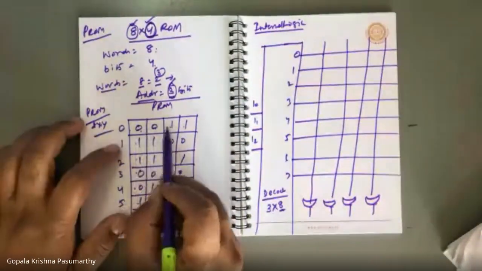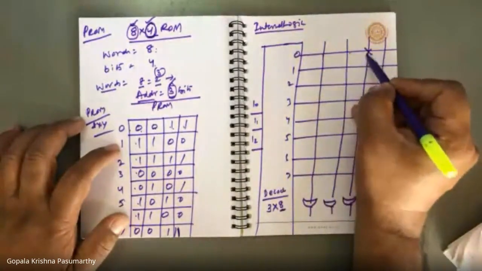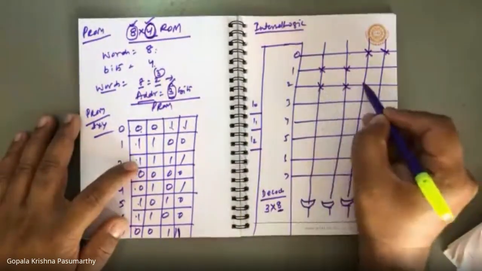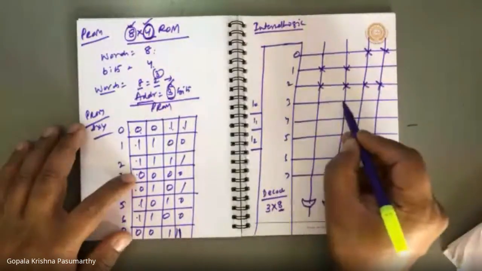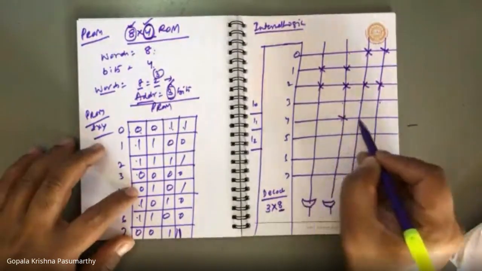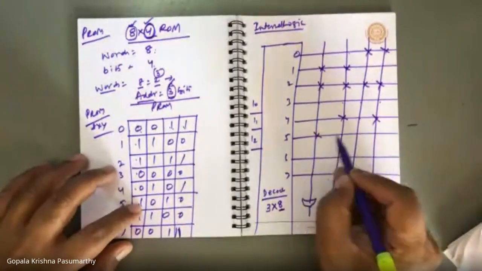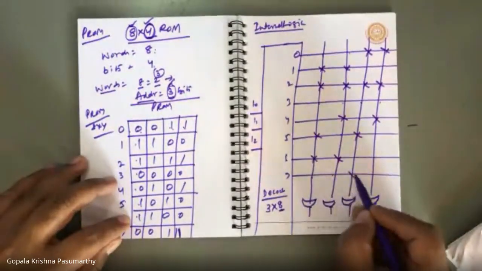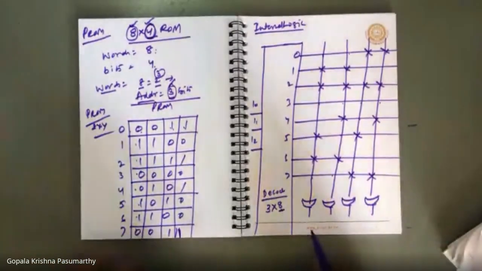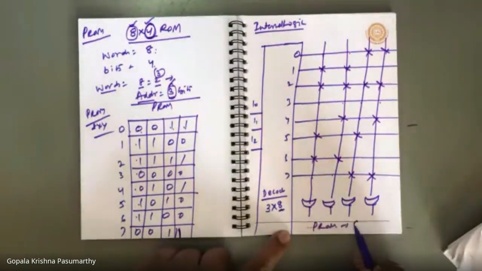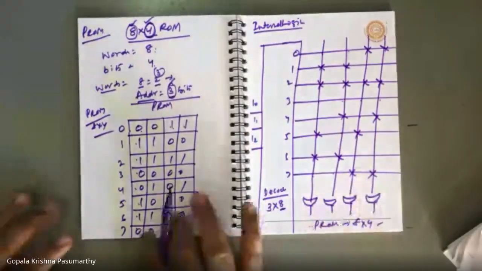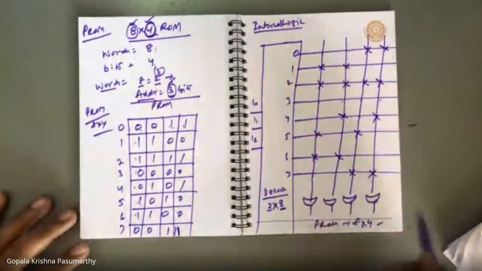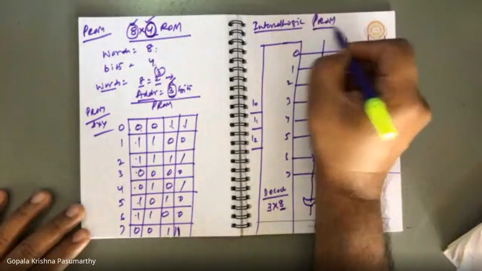See the content: 0 0 1 1, 0 0 1 1. Next 1 1, 0 0, 1 1 1 1, 0 0 0 0, 0 1 0 1, 1 0 1 0, 1 1 0 0, 0 0 1 1. That's all. The programmable read-only memory of size 8 by 4 is designed for this table. For this table, this is the internal logic of the programmable read-only memory.